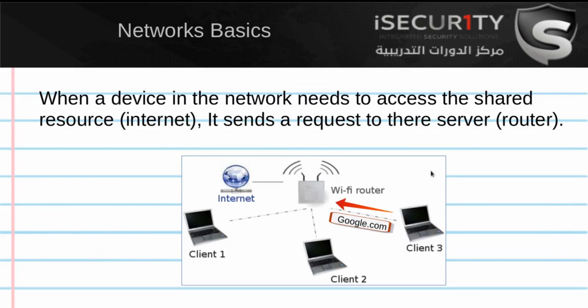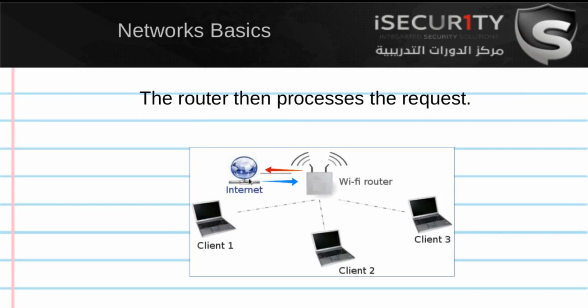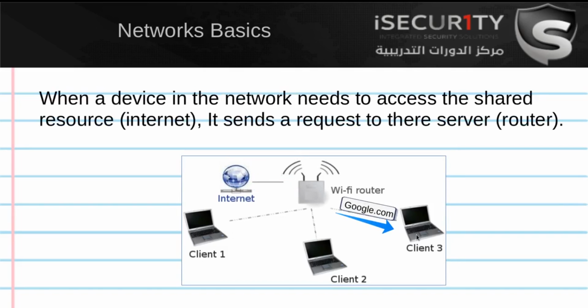So whenever client 3, for example, wants to open google.com, it's going to send a request to the router asking it, okay, I need google.com. The router is going to go to the internet, grab google.com and then forward it back to client number 3. So client number 3 does not have direct access to the internet. It has to go through the router, and the router is going to bring the request and send the response back to client number 3.